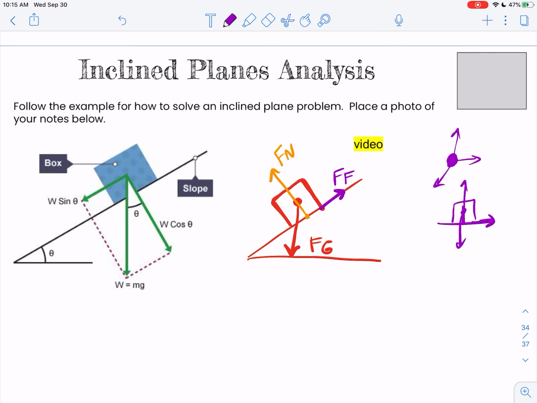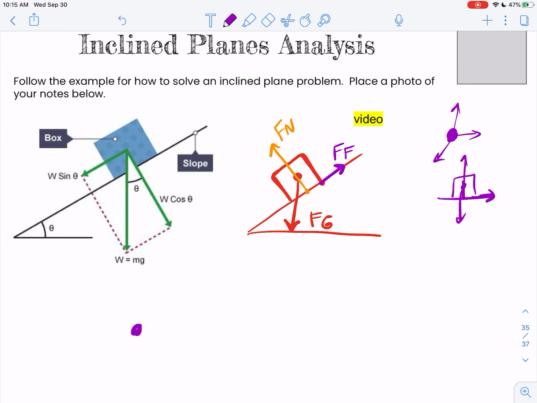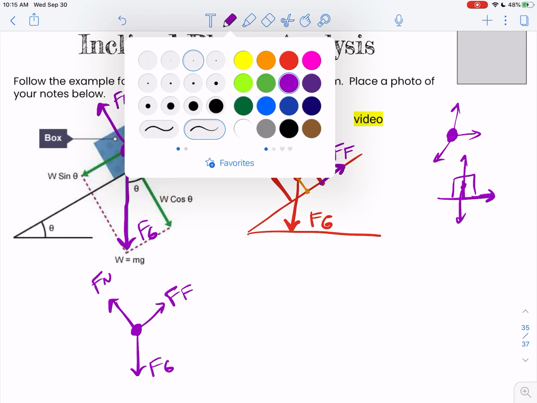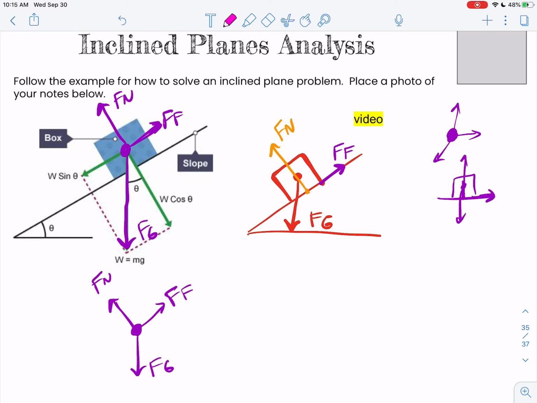The first thing I would do in an inclined plane analysis is draw the force diagram exactly like you see it on the picture. I would put everything from that middle dot: FG, or weight. You could do a traditional XY, but that's going to be a hassle, so we usually twist the axis this way into an X and Y. Sometimes you'll see it as parallel and perpendicular to the surface.